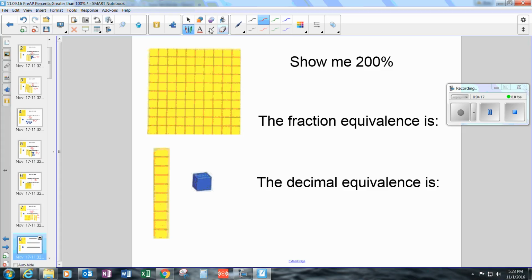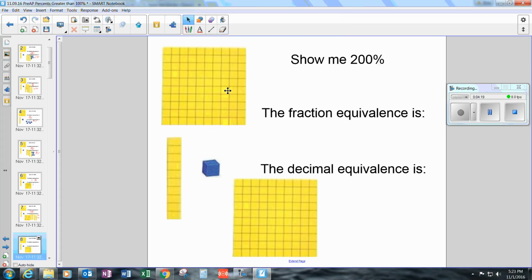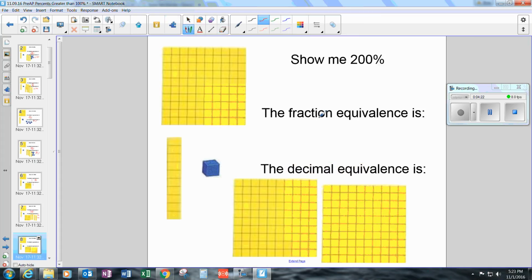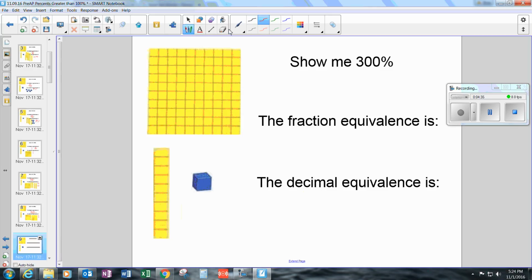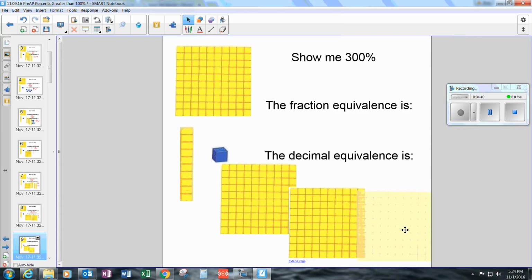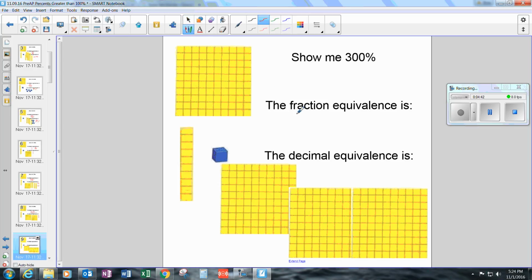Show me 200%. 100%, 200%. So what is the fraction? It is 200 per 100, or 2 is the decimal equivalency. And last but not least, show me 300%. 100%, 200%, 300%. So this would be 300 per 100, or 3 whole.